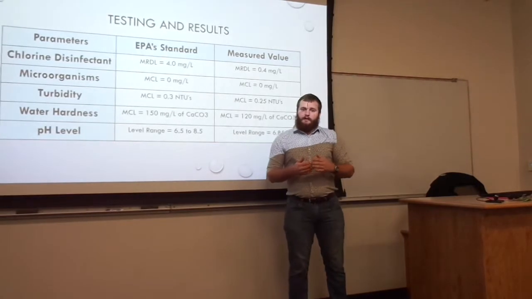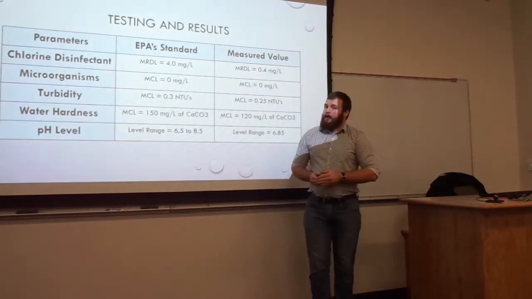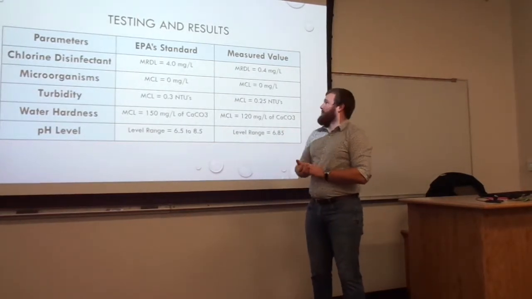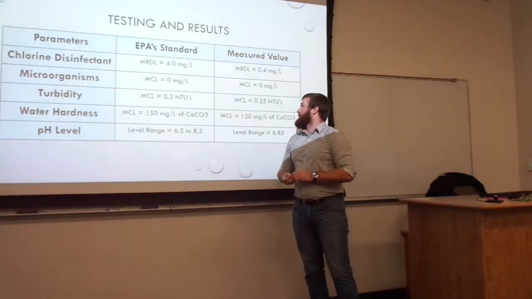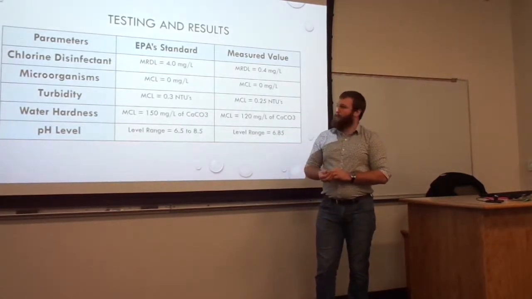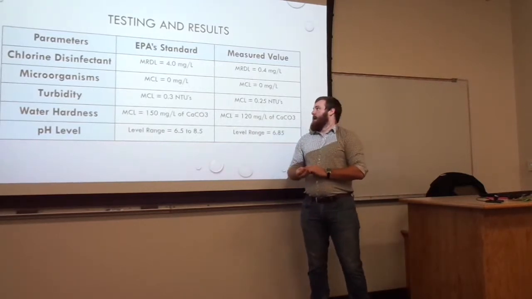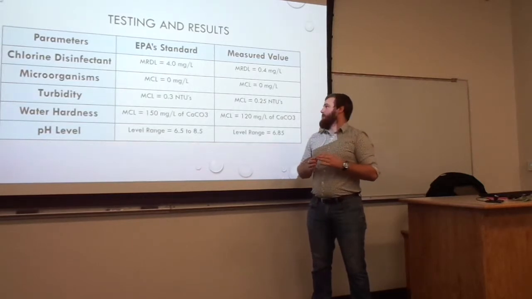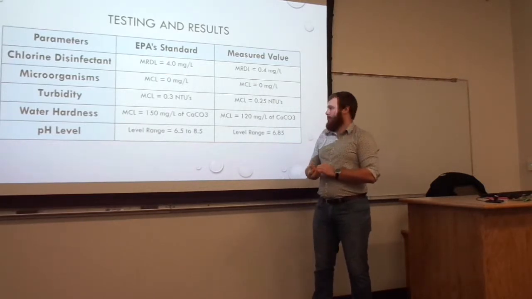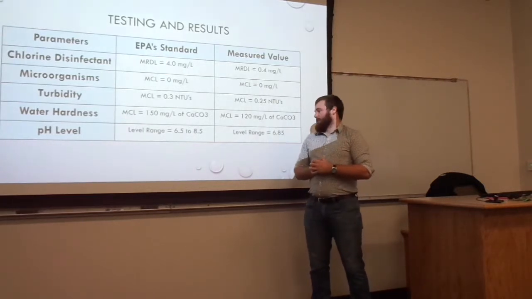So after testing all these parameters, our results were: chlorine disinfectant had a maximum residual disinfection level of 0.4 milligrams per liter. Microorganisms had a maximum contaminant level of 0. Turbidity had a maximum contaminant level of 0.25. Water hardness had 120 milligrams per liter of calcium carbonate, and pH level was 6.85.